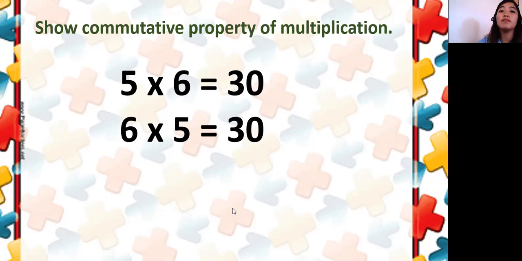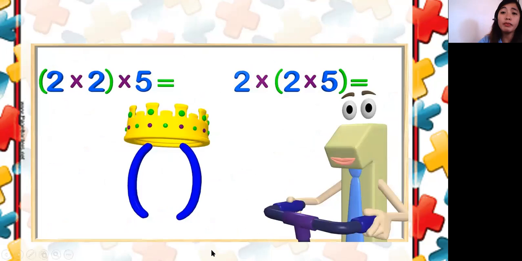Okay, it is their position. Commutative property of multiplication, or CPM, states that changing the position of the factors does not affect the product. Okay, so let us have this one now. Take a look at the number sentence that I have here. Okay, so I have here 2 times 2 times 5. And I also have here 2 times 2 times 5.